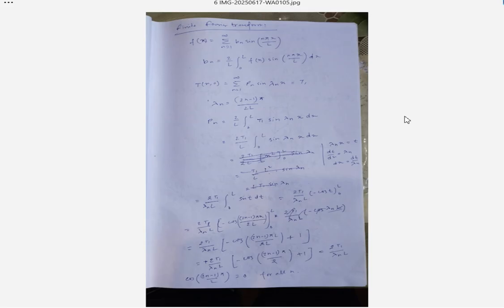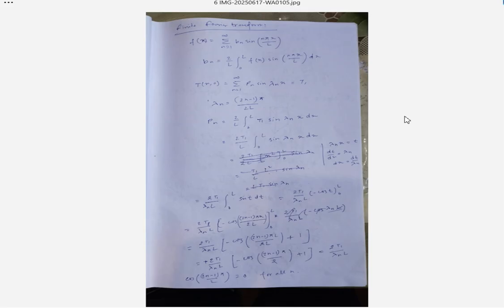So the intuition is, if we have a function T(x, 0) which is equal to the summation n equals 1 to infinity of Pn sine lambda n x, which is equal to T1. Then what can be the value of lambda n? Lambda n can be (2n minus 1) pi by 2L. So the value of Pn will be 2 by L integration of 0 to L T1 sine lambda n x dx. So it can be written as 2T1 by L, because T1 is a constant, times integration of 0 to L sine lambda n x dx.